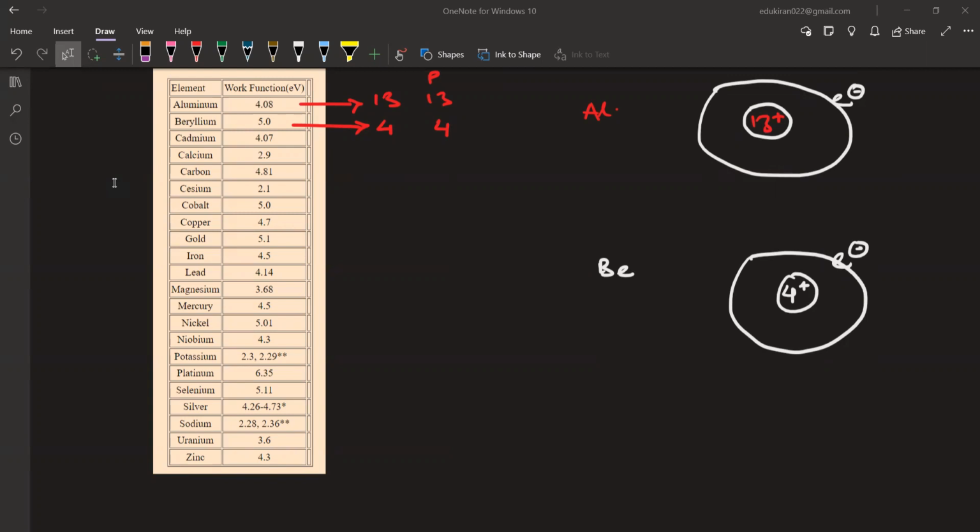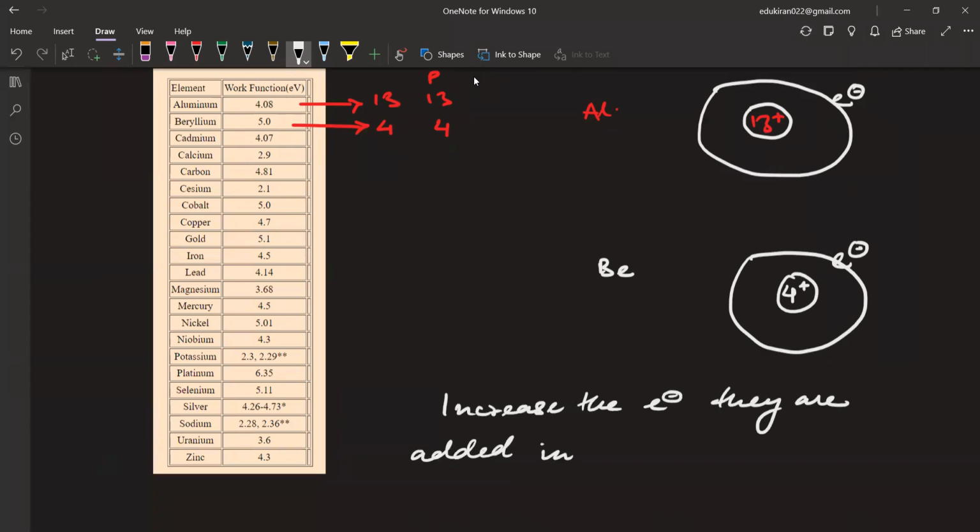Then it hit Bohr that there must be a case of distance also here. That means the electrons must be in different shells. And then he came up with the only logical explanation: as we increase the electrons, they are added in different shells. They are added in different shells.